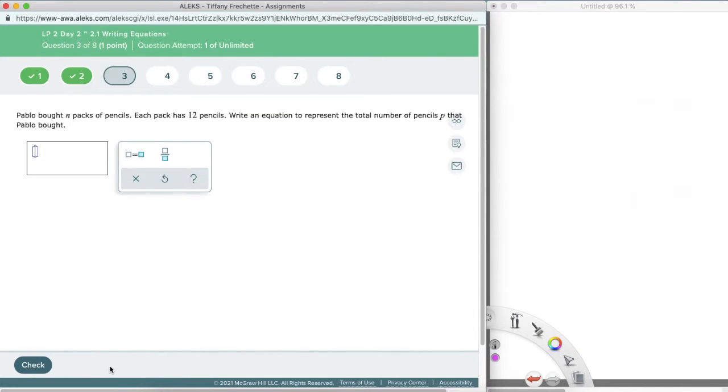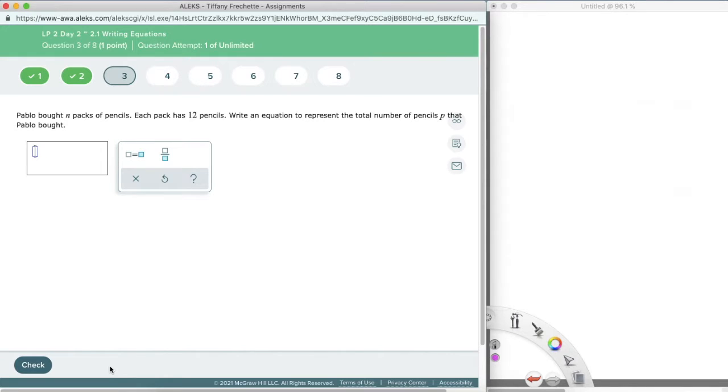Pablo bought N packs of pencils. So we don't know how many packs of pencils he bought, but we do know he bought a certain number of packs of pencils, and they're representing that with N. Each pack has 12 pencils in it. Each is a multiplication word. Write an equation to represent the total number of pencils, P, that Pablo bought.